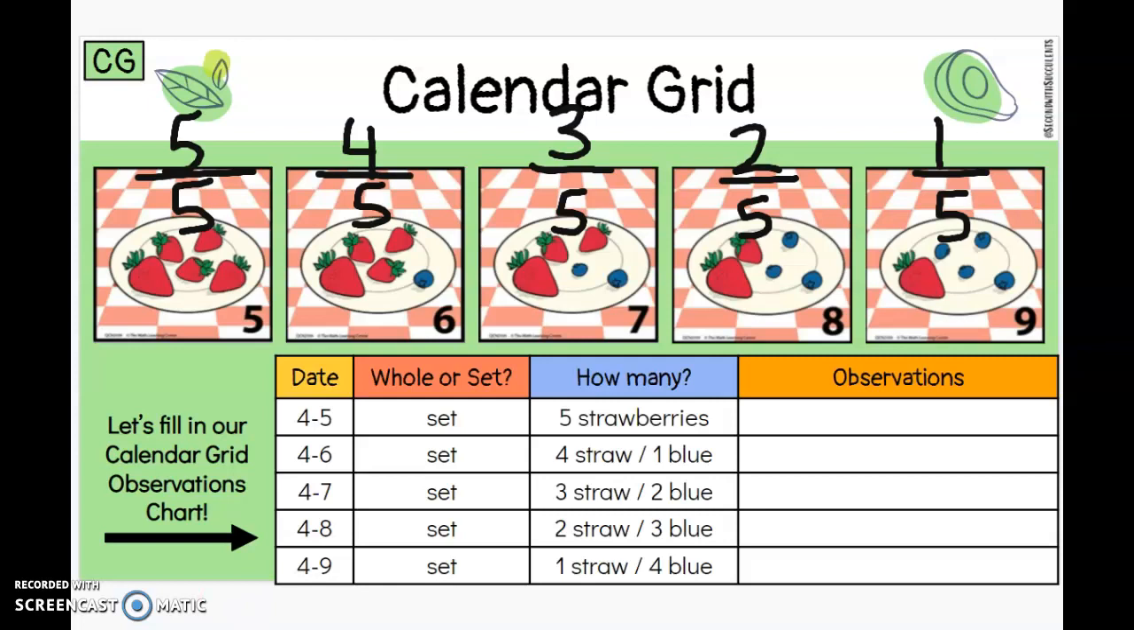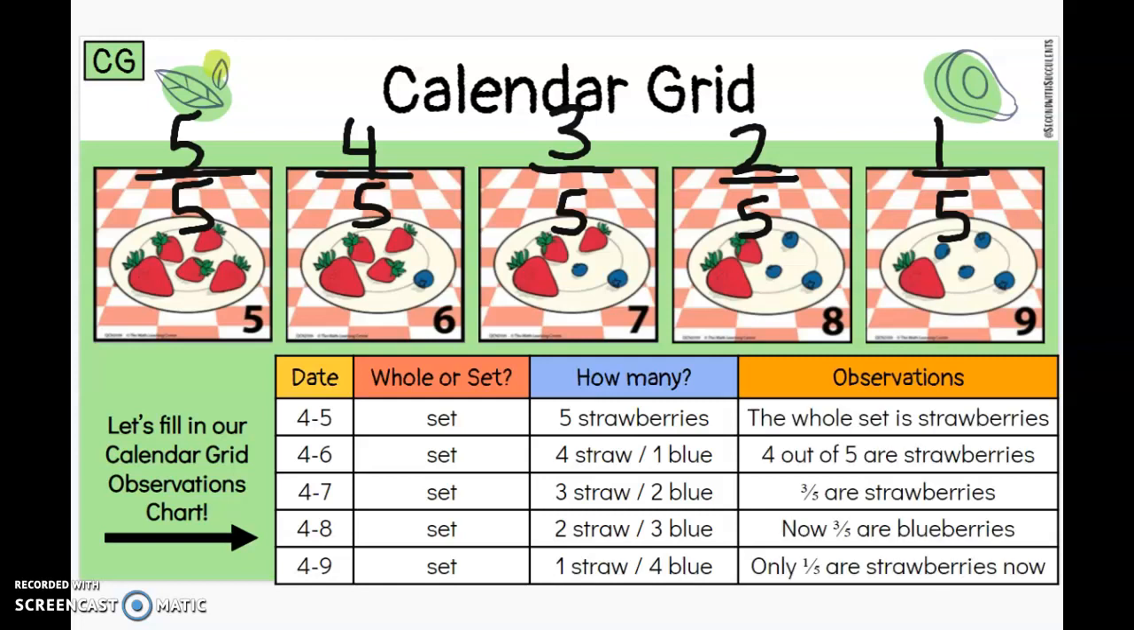Now we can write down some of our observations of what we've noticed as we looked through our set, our fractions of our set. Here are some of the things that we've been noticing. You may have a few more to add. You'll have a chance to do that on Seesaw. For our calendar marker for the 5th, we notice that this whole set is all strawberries. Our 5 pieces of fruit are all strawberries. We also noticed on the next calendar marker that 4 out of 5 are strawberries. On the next one, 3 out of 5 are strawberries.